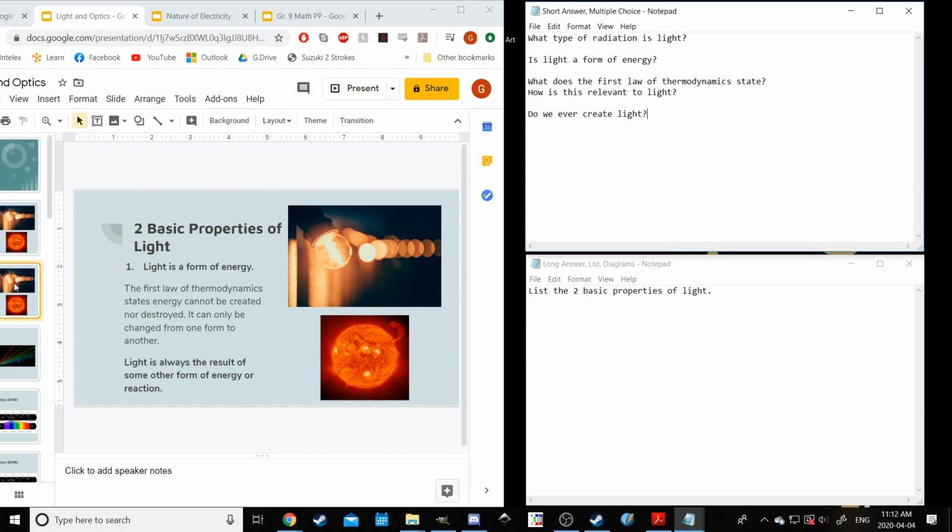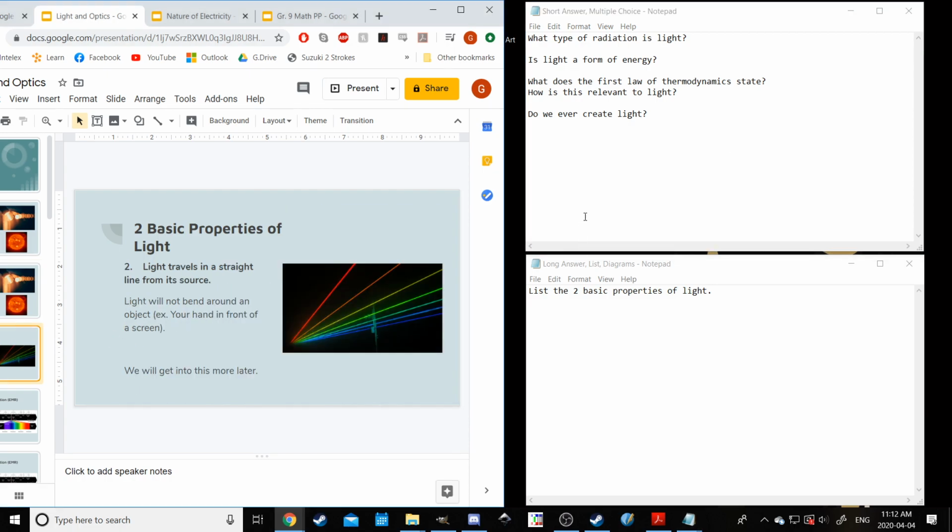There's only so many questions I can create from the information I'm giving to you guys. If you do a really good job on this, you should have guessed like 80% of the questions that I'm going to put on the test. So let's keep going. Two basic properties of light. The second one is light travels in a straight line from its source. So that's this here.